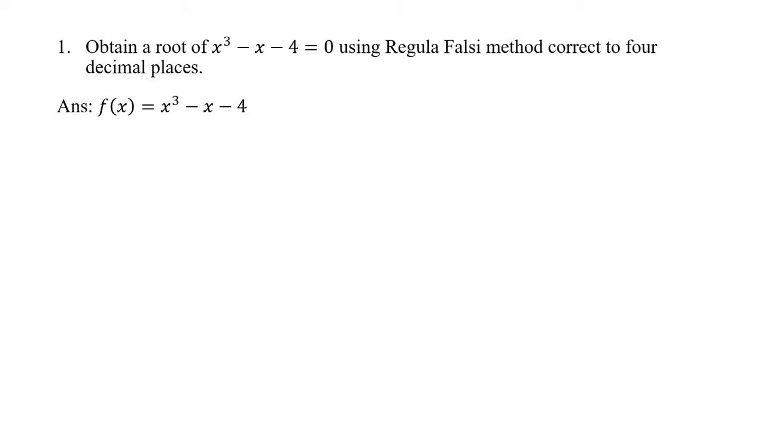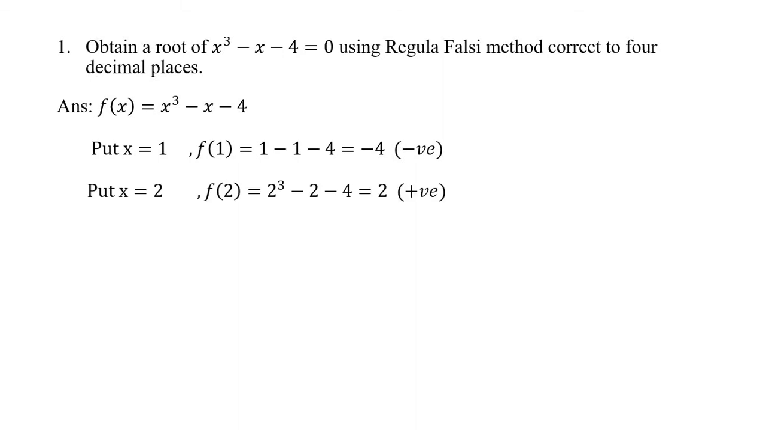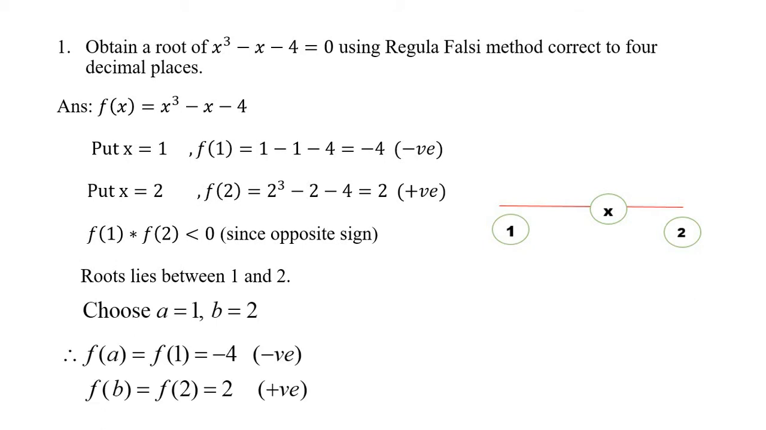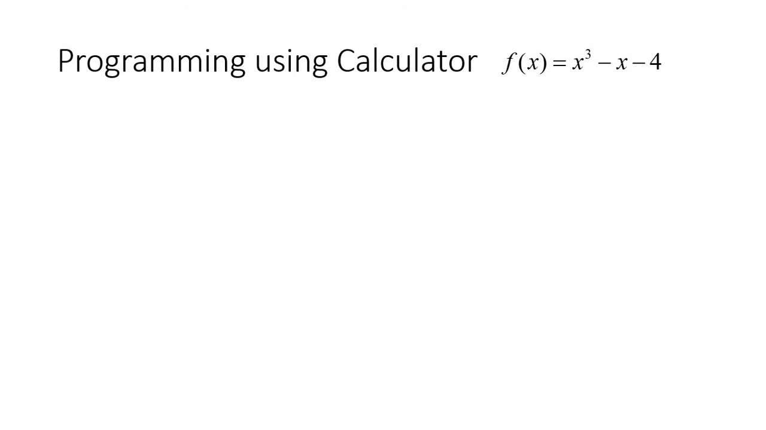So by trial and error method, put x equal to 1, f of 1 is negative, put x equal to 2, f of 2 is positive. Since we have opposite signs, if you multiply f of 1 and f of 2, it will be negative. Therefore, we can conclude that a root lies between 1 and 2. Choose a as 1 and b as 2. F of a is negative, f of b is positive.